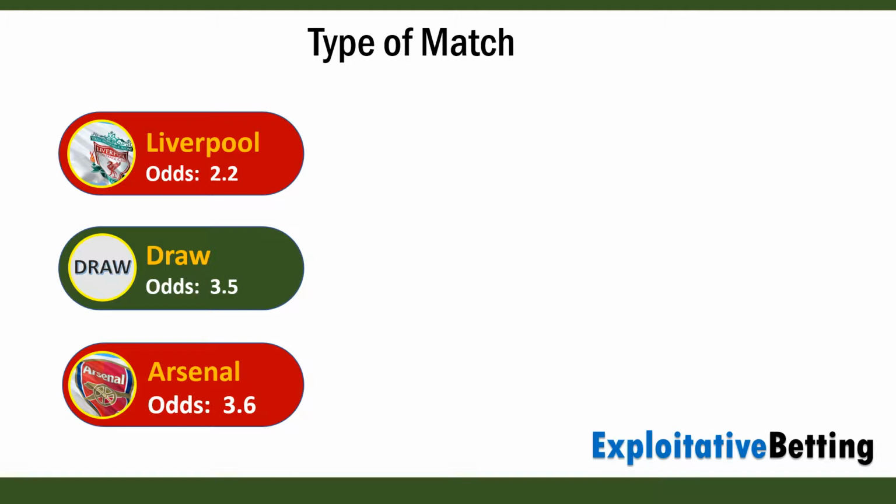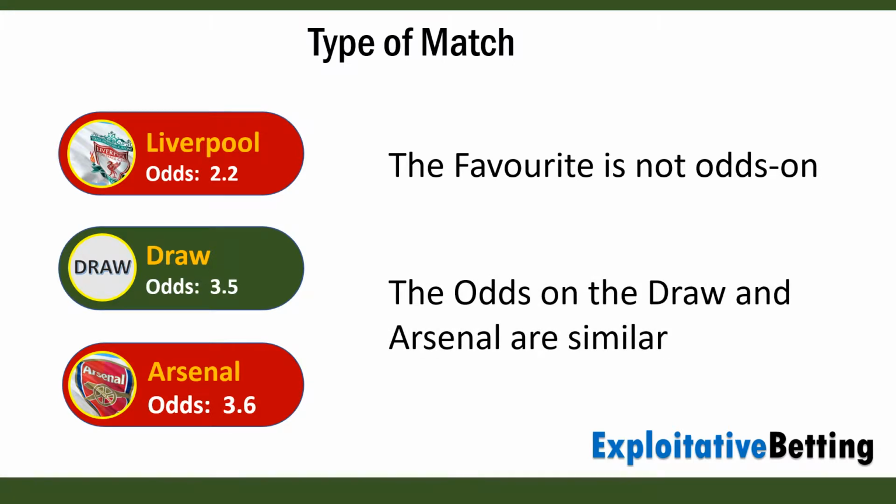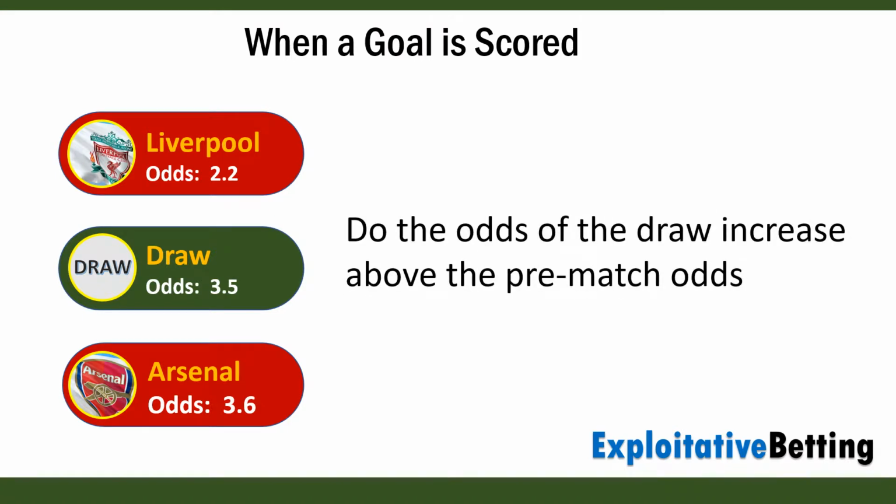So, you should note that in this example, the favourite is not odds on, and the draw and Arsenal have very similar odds. If a goal is scored, the odds of the team that scored the goal will reduce and the odds of the other team will increase. However, we want to decide whether it's worth laying the draw pre-match. Therefore, we're interested in whether the odds of the draw increase above pre-match odds.